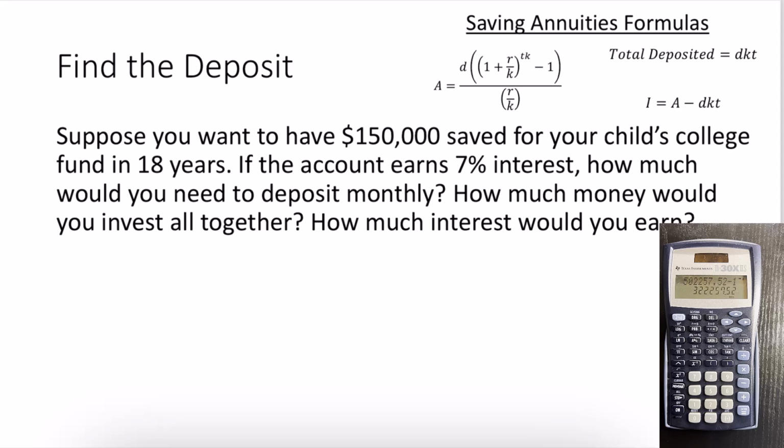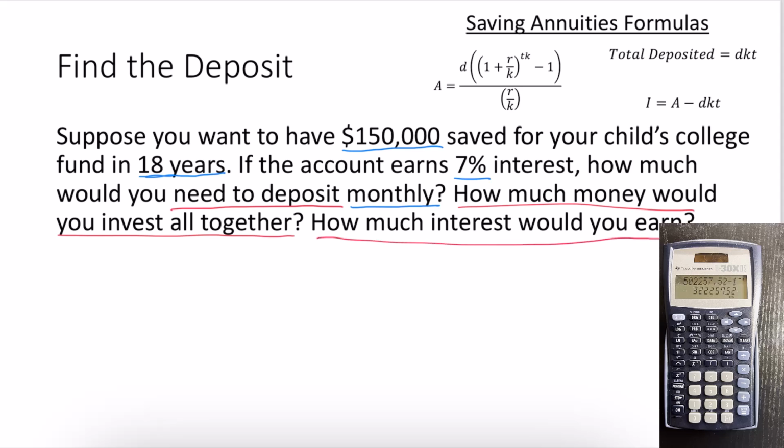So in this problem, it says, suppose you want to have $150,000 saved for your child's college fund in 18 years. It says, if the account earns 7% interest, how much would you need to deposit monthly? So I'm going to underline that in red because that's one of the things we're looking for, is how much would you need to deposit? And then the fact that we're depositing it monthly will actually help us find K. And then the other questions we were asked is how much money would you invest altogether and how much interest would you earn?